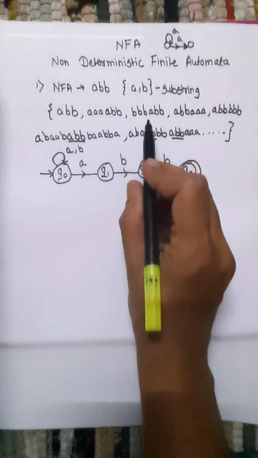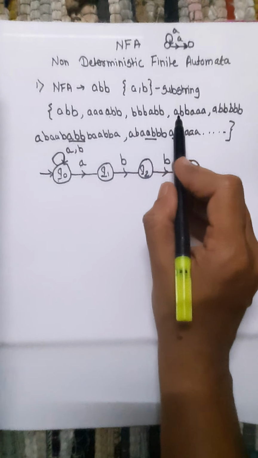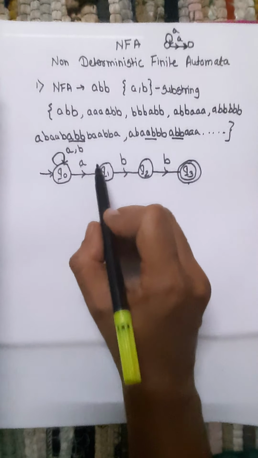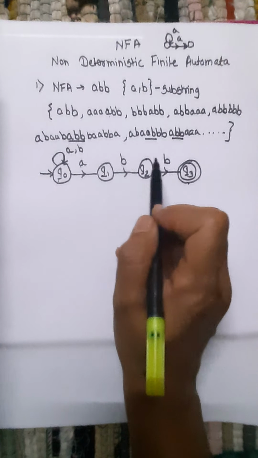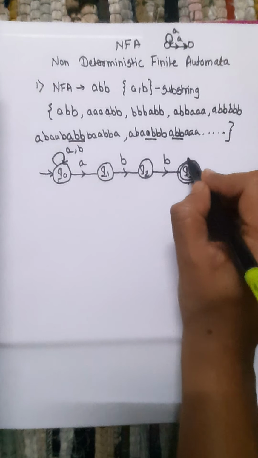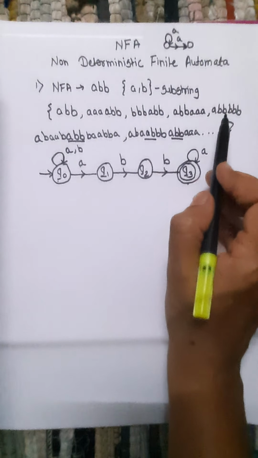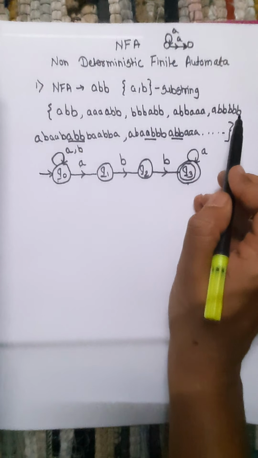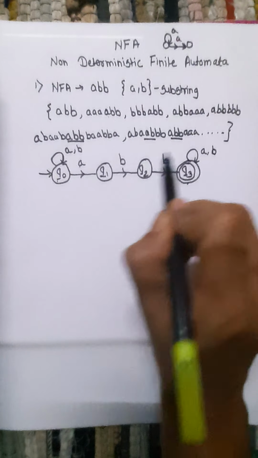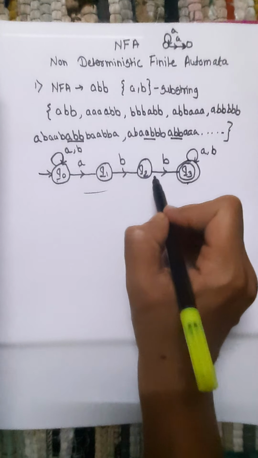So this is also done. Next one is what? The string will start with ABB and then ending with multiple A's. So here I will give a self loop and write A. Same happening: ABB and then ending with multiple B's. So give here a comma and you can put B. Okay, so this all is done.